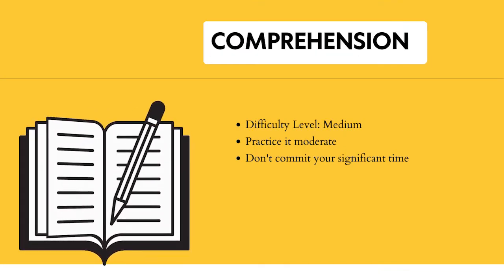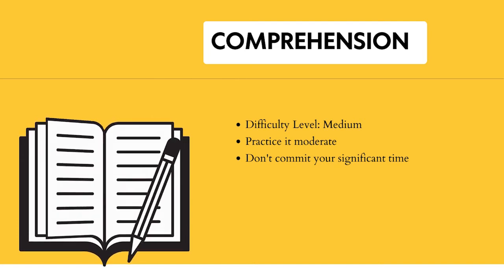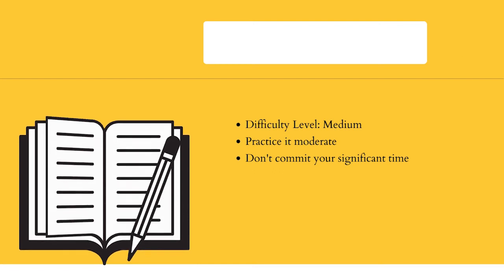Now the third unit is comprehension. If I talk about its difficulty level, then it's medium. So practice it moderately and there is no need to commit significant time to it. What you should do is just pick some comprehensions from past year papers and practice them, and that will be helpful for you. So this is the portion to which you can give the least time.